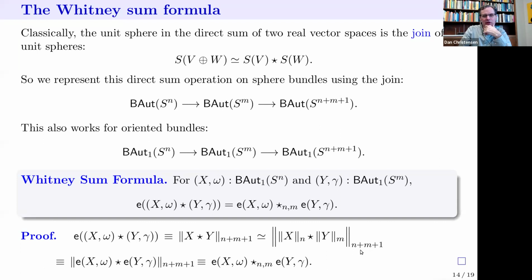But then by definition, these inner things are the Euler classes. And then by definition, this is how we defined our cup product operation, by doing the join and truncating. So all the work is really in showing that this operation does model the cup product. That's where the hard part is. And then you get the Whitney sum formula sort of landing in your lap.